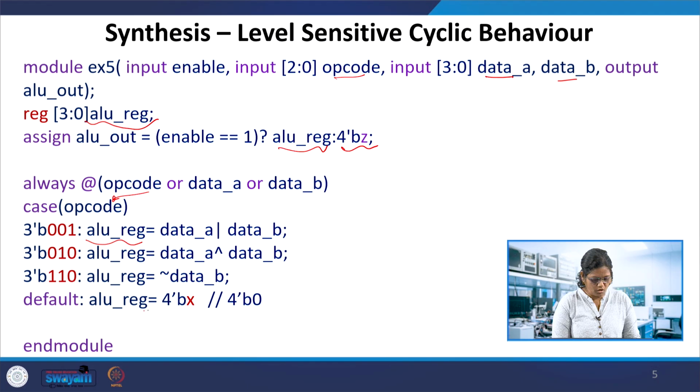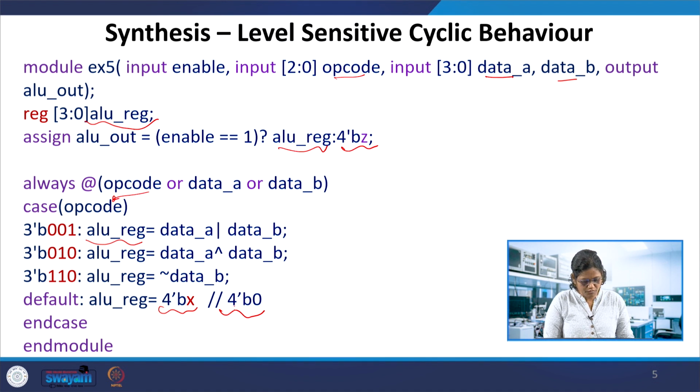So for default, whether you assign X or 0 depends on that, the code, the synthesized output will be the technology output, and the RTL analysis also will give a different schematic diagram. So here, the 4-bit can be 0 or 4-bit can be X.